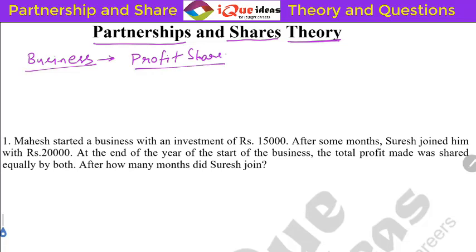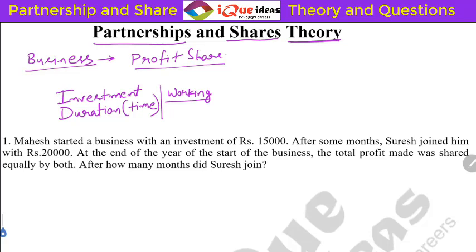One thing that we need to understand is that profit sharing will depend on a couple of things, like investment amount, the duration of investment or the time. If there is any person who is working, the other person may be a sleeping partner. And whether the entire profit is being shared or not. So we'll have various questions on that. Now let's take up the basic mathematical expression of this.